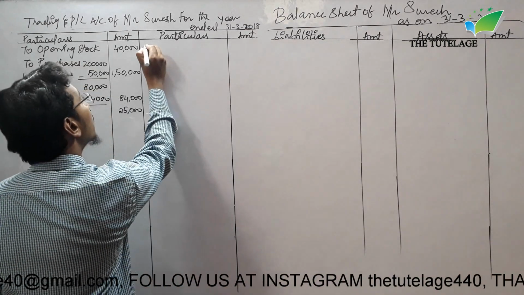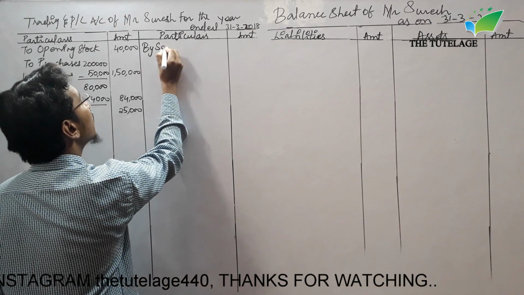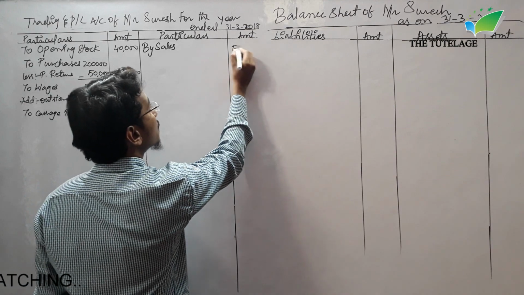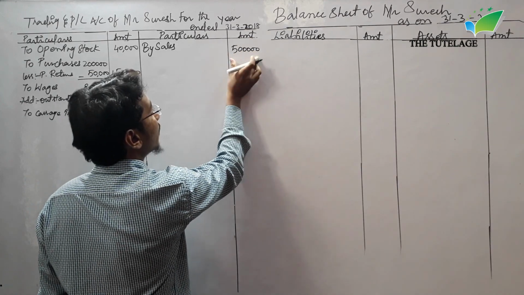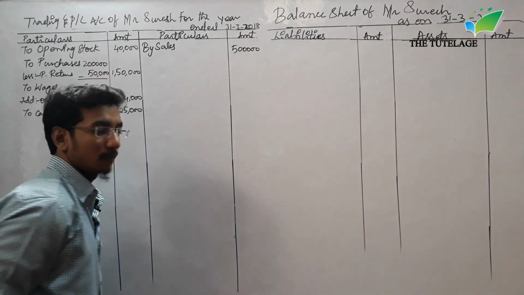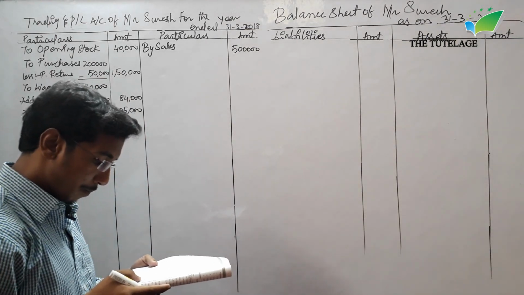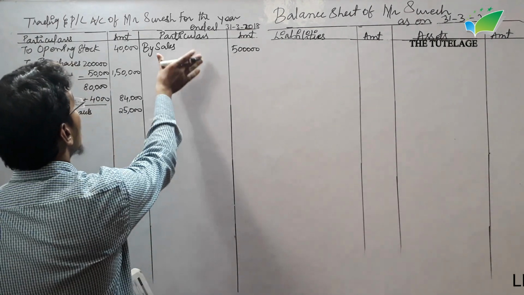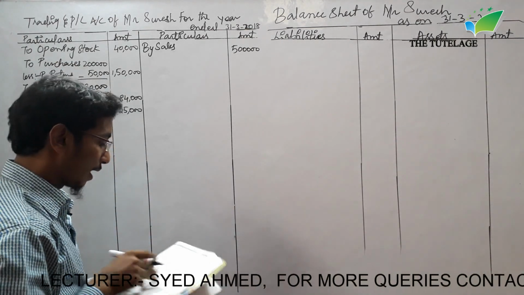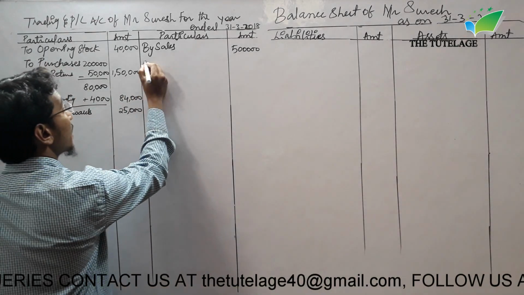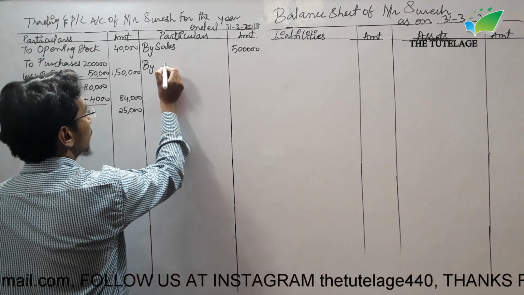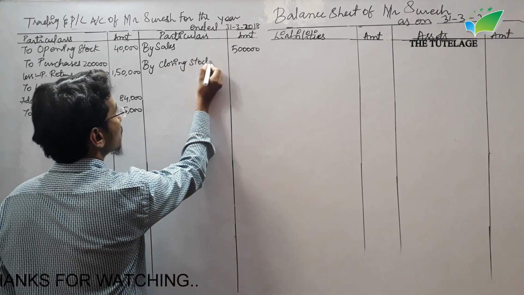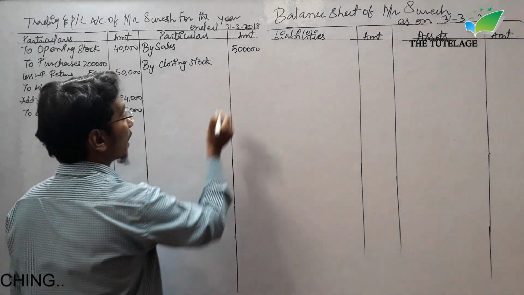Sales amount is 5 lakhs. There is no sales return, so we directly record it in the amount column. Okay, nothing is there related to the trading account credit side. Last, we should record on the credit side the closing stock. How much is it? 1,50,000.